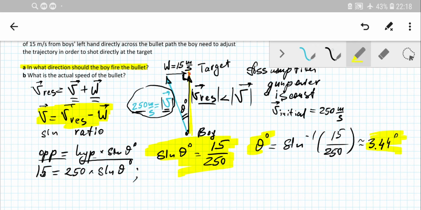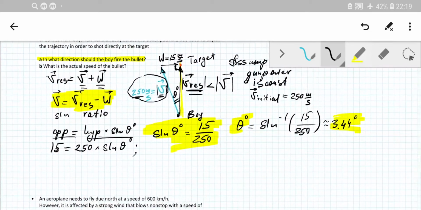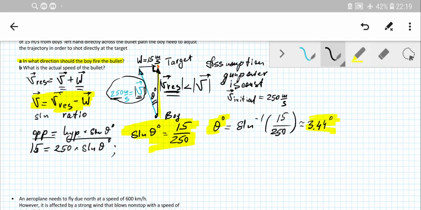Okay, the next question, what is the actual speed of the bullet? So the actual speed is the resultant vector. How to determine it? Okay, knowing the angle we can figure it out. Knowing the right angle triangle we can use Pythagoras. So actually you can calculate in two ways.